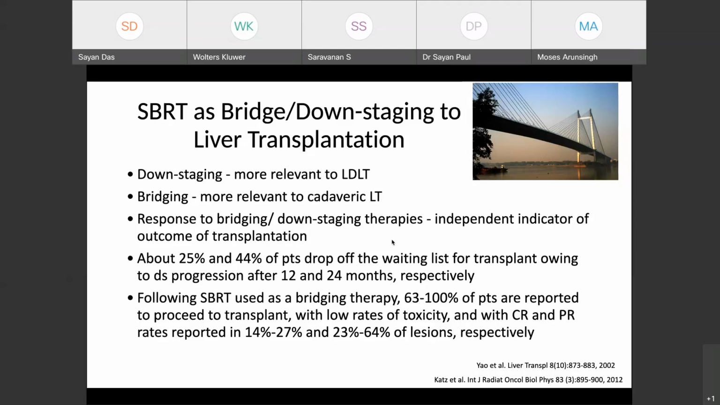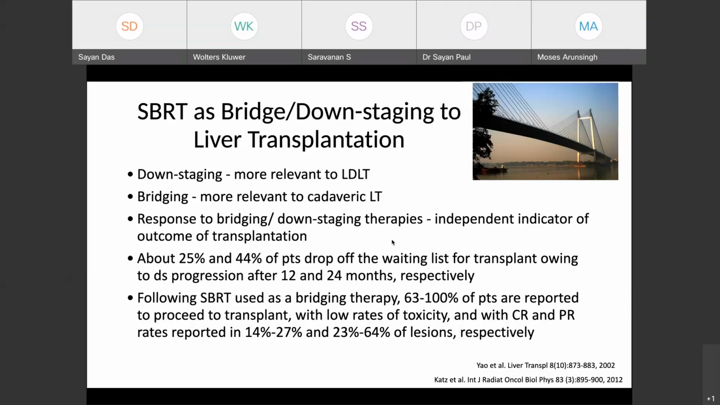Downstaging is when the tumor is borderline transplantable, so it is just beyond the Milan criteria. There you have a role for SBRT to downsize the tumors and make them acceptable as per the Milan criteria for liver transplants. This is, however, more relevant for living donor transplants.